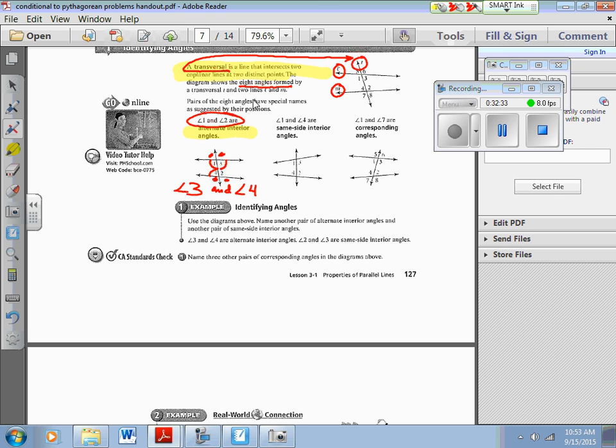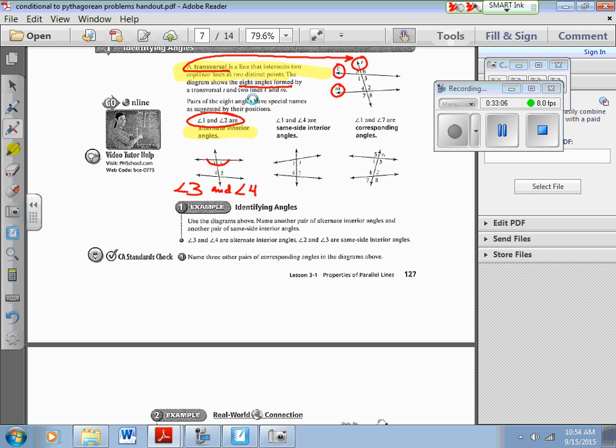Do you notice that angle 1 and angle 3 are a linear pair? So what should angle 1 plus angle 3 add up to equal if they're a linear pair? Angle 1 plus angle 3 are a linear pair. They're also called supplementary angles. They add up to 180.